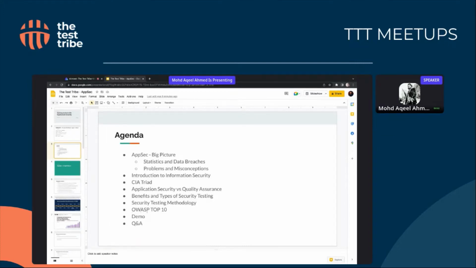I'll come to that, and then I'll try to demo one or two exploits in the wild. I'll show some of the websites and how attackers can actually hack into your applications and then get hold of your network and other things. And then we'll have the Q&A.